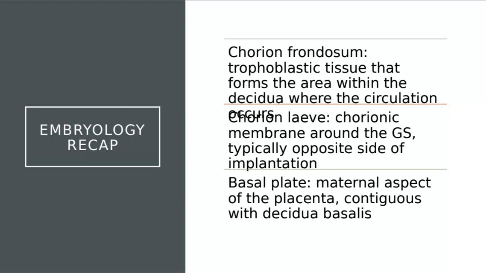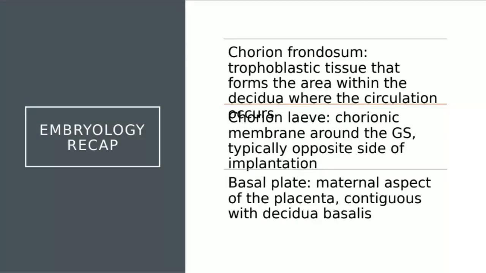We have our chorion laeve. That's going to be the chorionic membrane that's going to surround our gestational sac. It's typically going to be opposite of where that implantation occurs. So we have our implantation with our blastocyst, and then our placenta is going to kind of form on the opposite side of that, still within that chorion frondosum, but opposite of where that specific blastocyst burrowed into the decidualization.